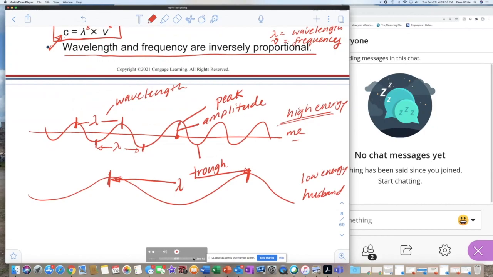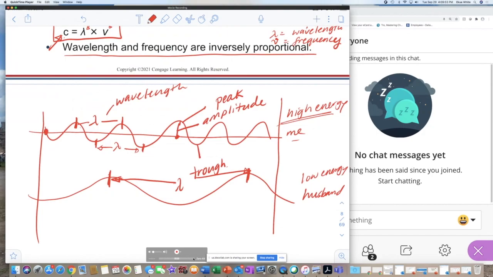And then we have the frequency. Frequency has to do with how many complete cycles of the wave you have in a section. So let me try to make these even like this, and let's see how many complete waves we have.